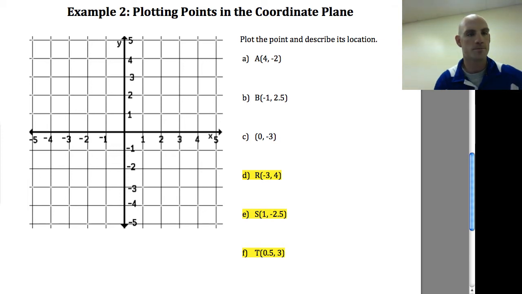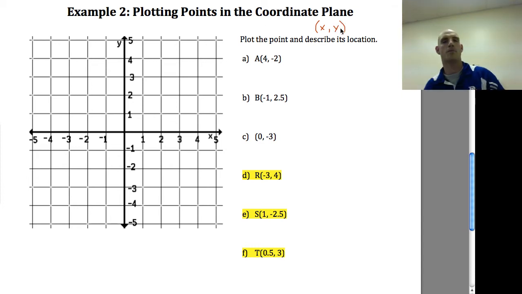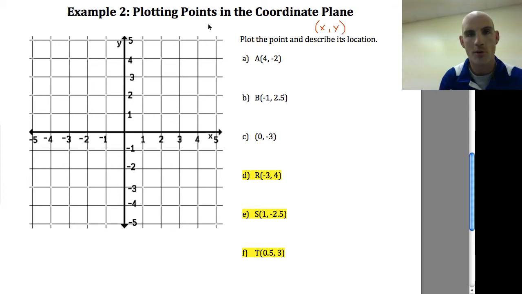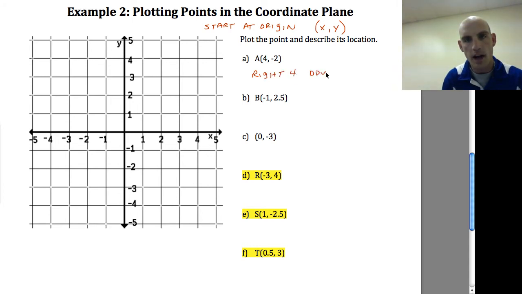For point A, I'm given that it's 4, comma, negative 2. So if I recall, it's x, y for my ordered pair. My x is 4. So I am going to start where? Where do I start? Always? Oh yeah, the origin. Start at origin. And I'm going to go right 4, down 2.